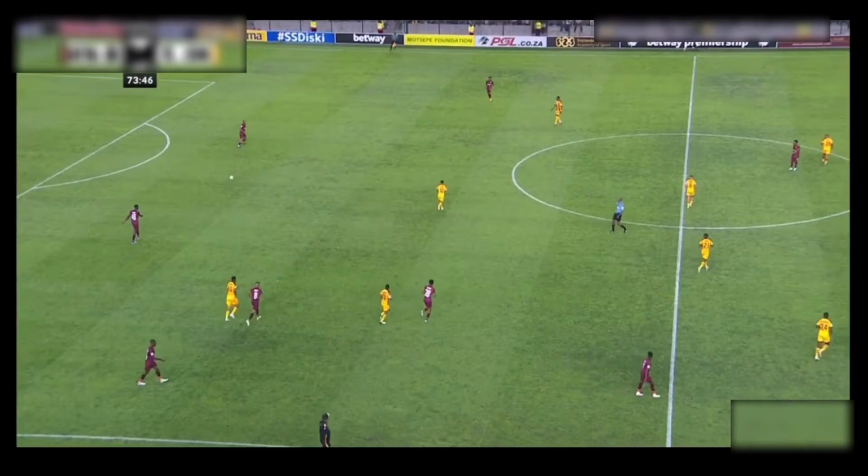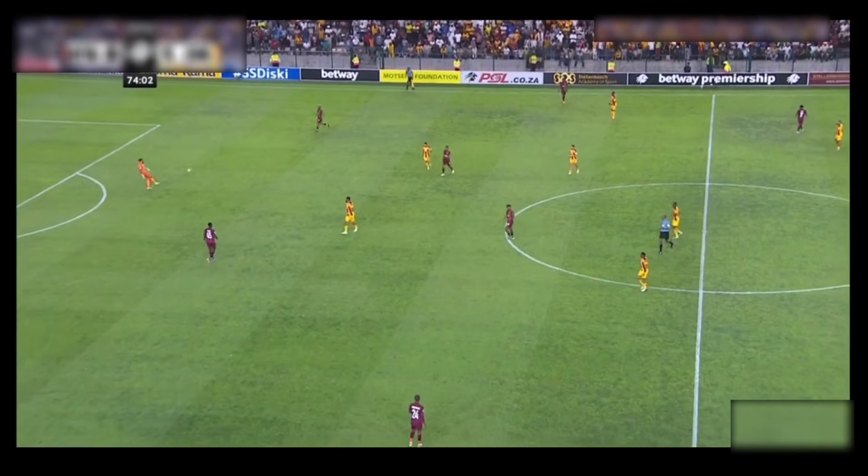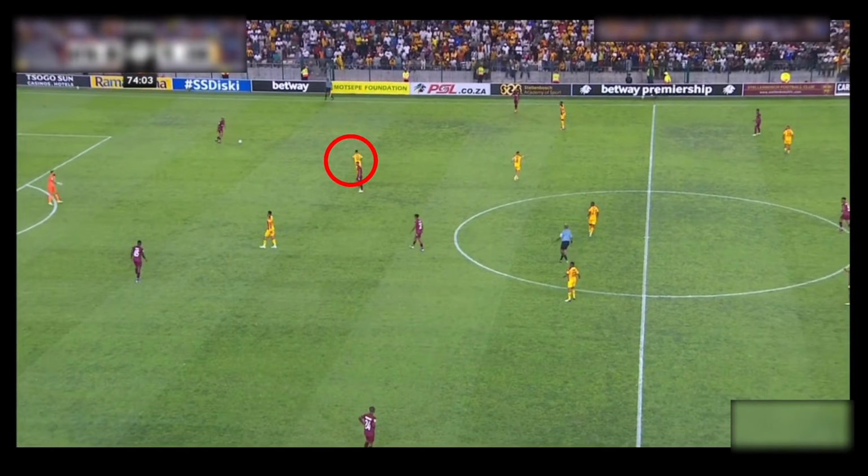Anyways, we need to go back. So here we have the Chiefs again, still pressing, 74th minute. Look at Sirino again. You remember what I said about Morris earlier on, forcing the team that we are playing against to go a certain way?